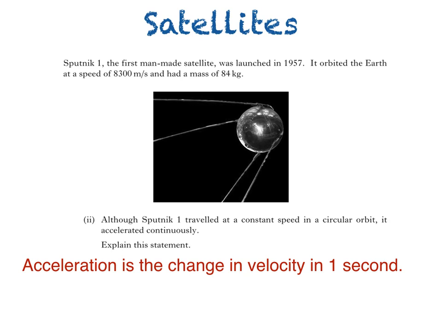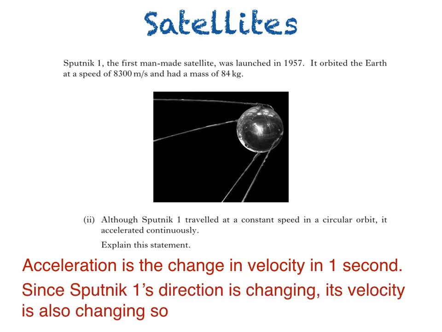And remember that velocity is a vector quantity, so it has a direction as well as a magnitude or size. The size of Sputnik's velocity, 8,300 metres per second, isn't changing, but as it orbits the Earth, its direction certainly is. So since Sputnik 1's direction is changing, its velocity is also changing, so it must have an acceleration. You'll maybe have to think about this one for a while before it makes perfect sense.